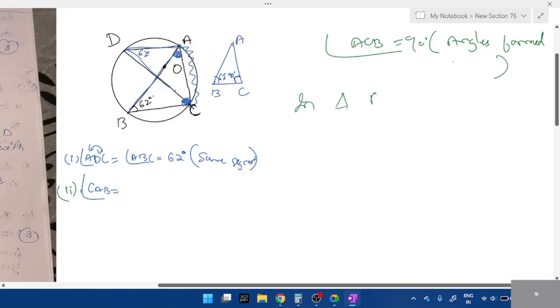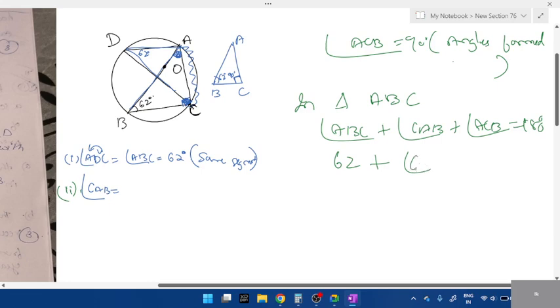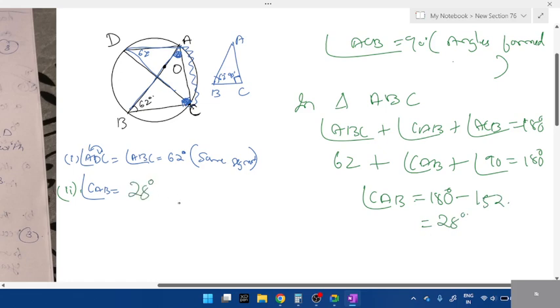Next, what's 62 plus 90? So what's the answer? 20. These are the two answers.